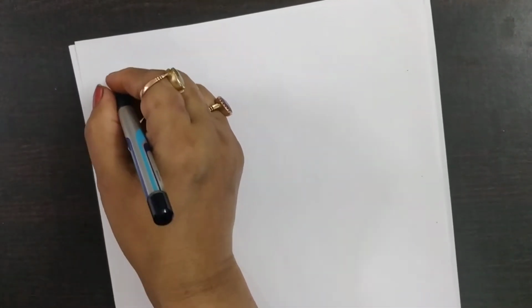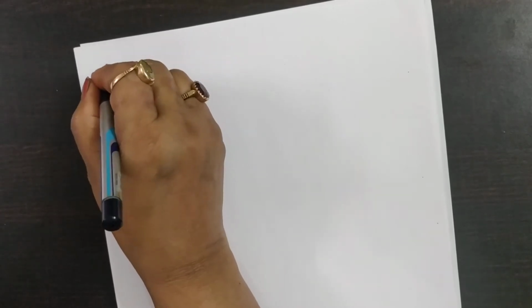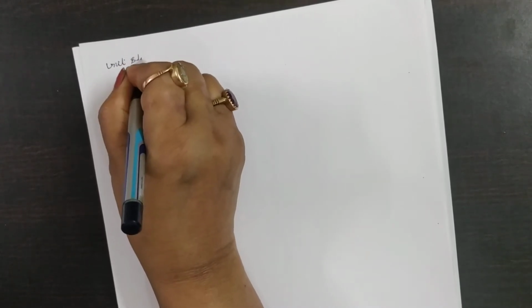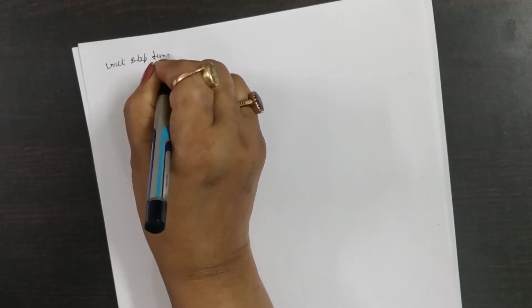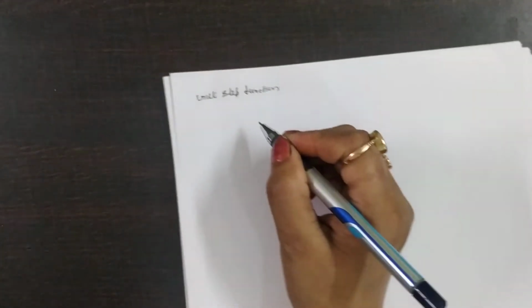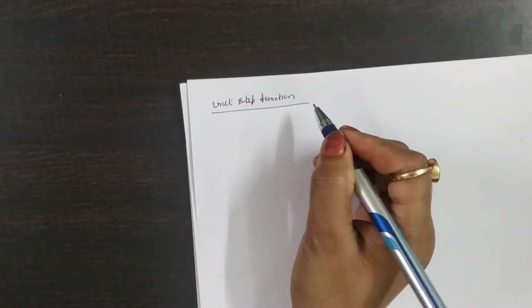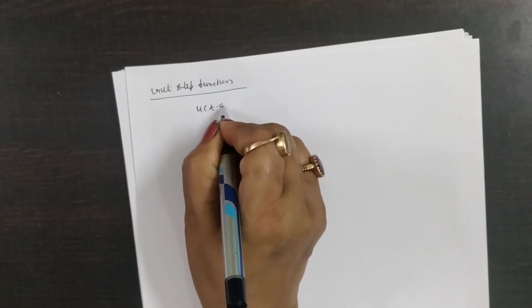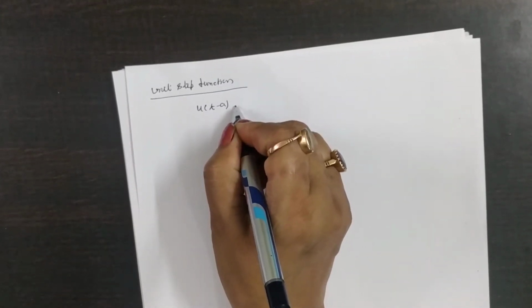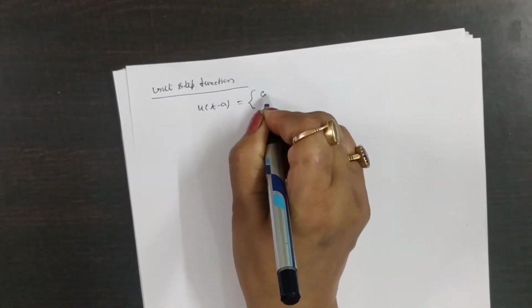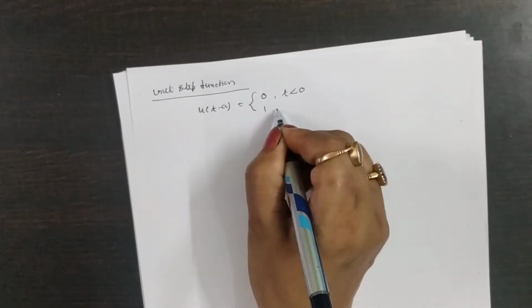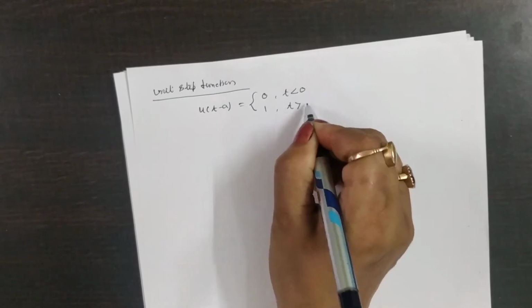Students, today I have defined for you the unit step function. Now, the unit step function u(t minus a) is defined as 0 for t less than a and 1 for t greater than a.